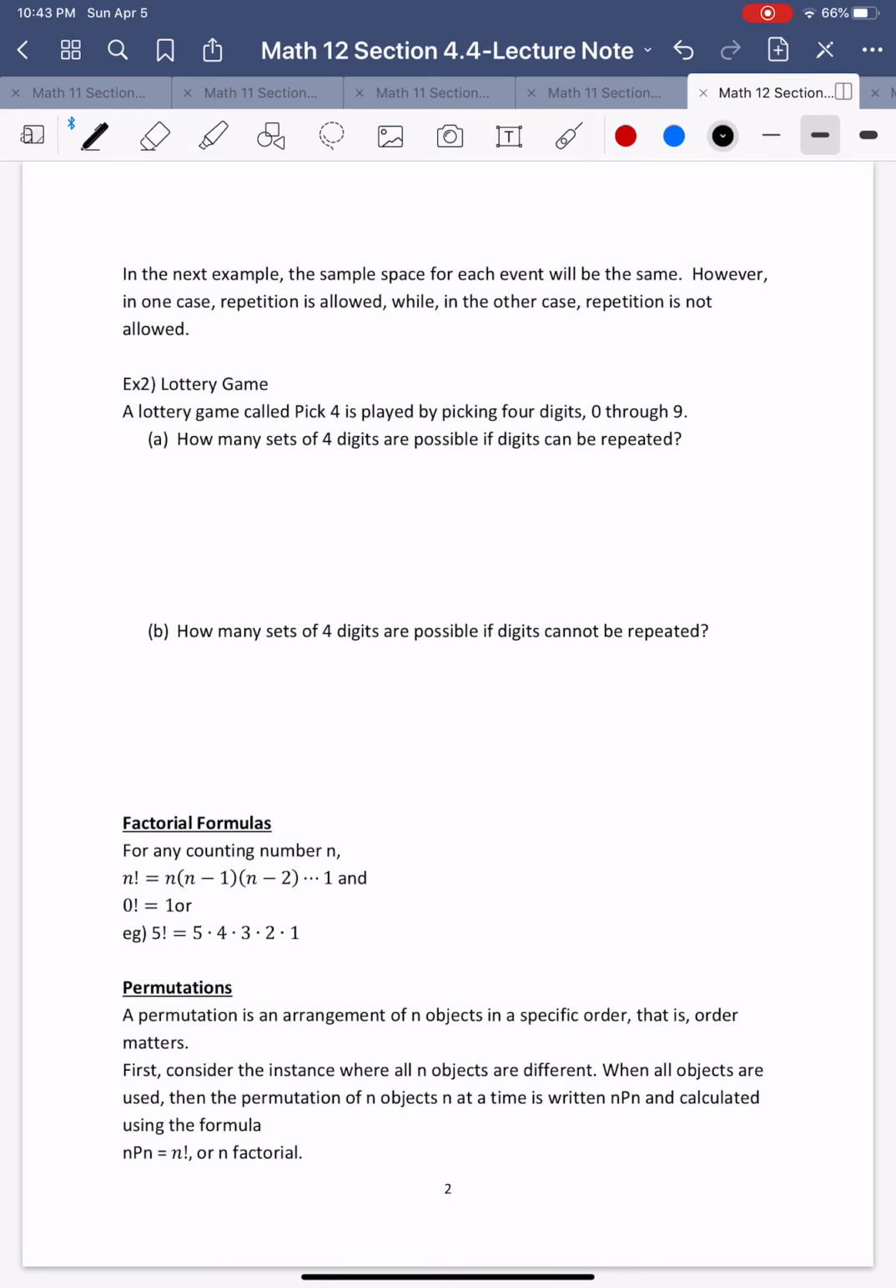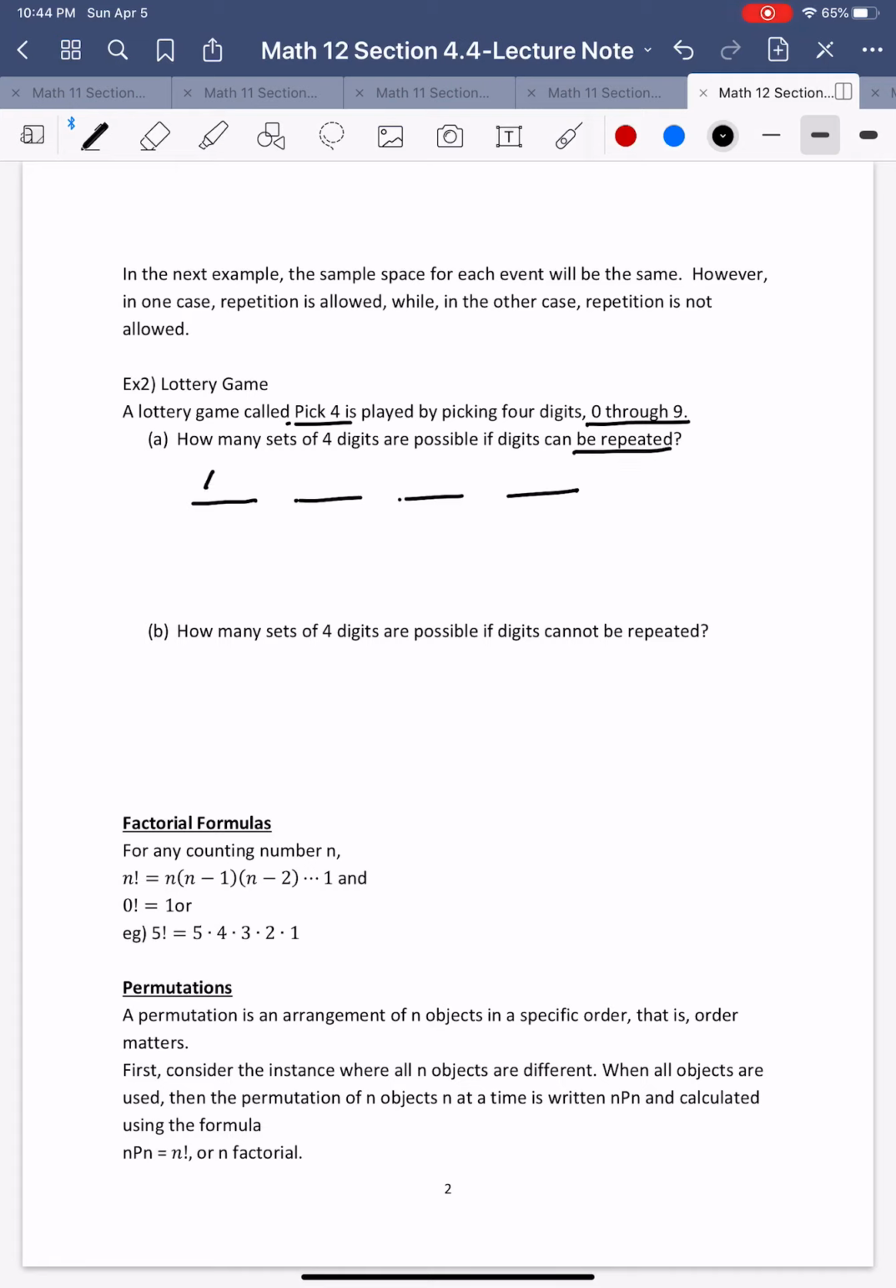Next example, the sample space for each event will be the same. However, in one case, repetition is allowed, while in the other case, repetition is not allowed. So, lottery game. A lottery game called Pick 4 is played by picking 4 digits, 0 through 9. How many sets of 4 digits are possible if the digits can be repeated? So you can choose 4 digits: first, second, third, and fourth, okay? There are 10 different digits here, and the digits can be repeated.